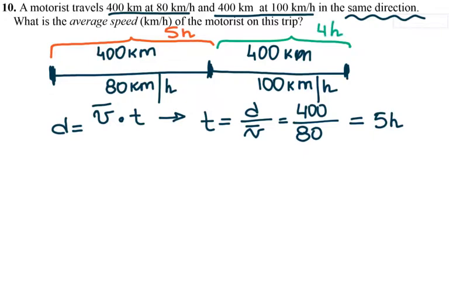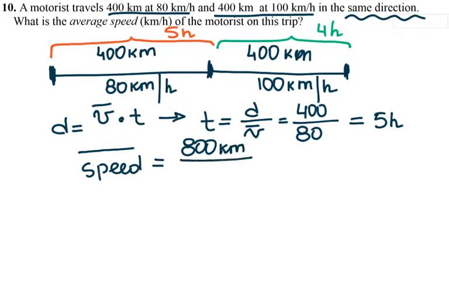So if I am looking for the average speed, I need the total distance, which is 800 kilometers, and the time it took, and that is 9 hours. So that gives me an answer of 89 kilometers an hour.